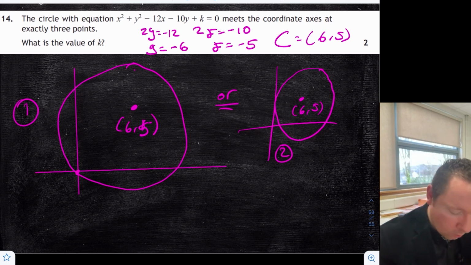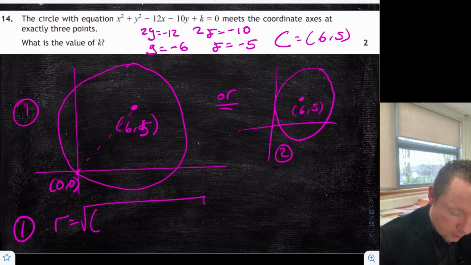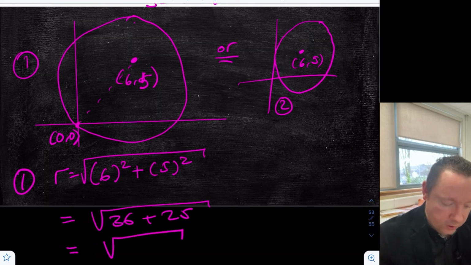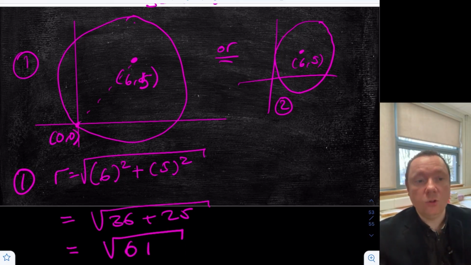So let's look at option 1. Let's look at the radius. We know the centre as 0, 0. So the radius of this is just going to be the square root of 6 minus 0 squared, which is 6 squared, plus 5 minus 0 squared, which is 5 squared. 6 sixes is 36, plus 25. That's just the square root of 61. So in option 1, we just get the square root of 61.